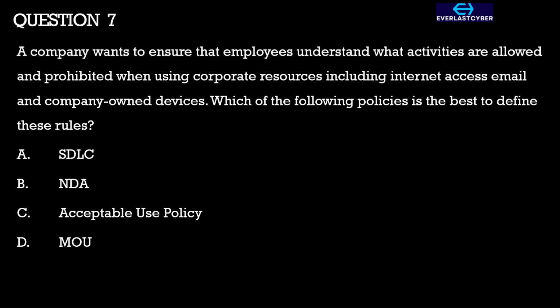Option C, Acceptable Use Policy, outlines what users can and cannot do with company technology resources. It covers the use of internet and email. It covers the use of company-owned devices. It places restrictions on downloading software or accessing certain websites, as well as security and data protection practices.